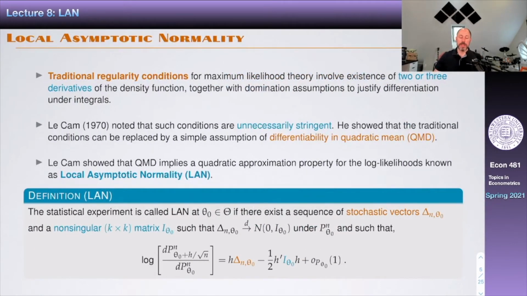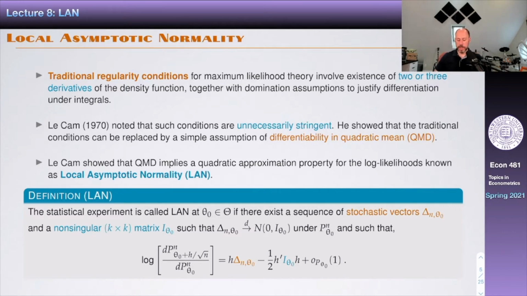All right. Then comes this notion of local asymptotic normality. It says: traditional regularity conditions for maximum likelihood theory involve existence of 2 or 3 derivatives of the density function, together with domination assumptions to justify differentiation under integrals. Le Cam in the 70s noted that such conditions are unnecessarily stringent, and he showed that the traditional conditions can be replaced by a single assumption of differentiability in quadratic mean, or QMD. Le Cam showed that QMD implies a quadratic approximation property for the log likelihoods known as local asymptotic normality.